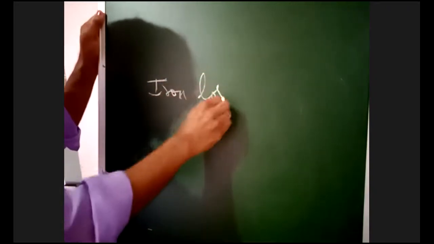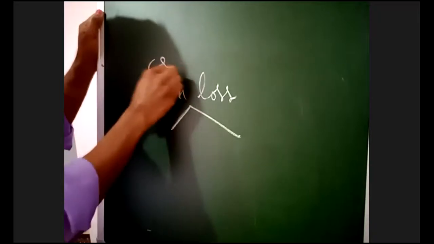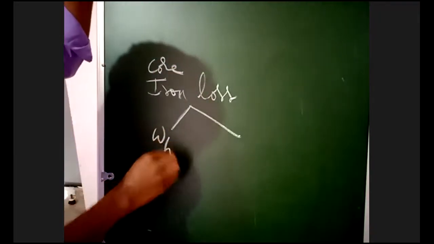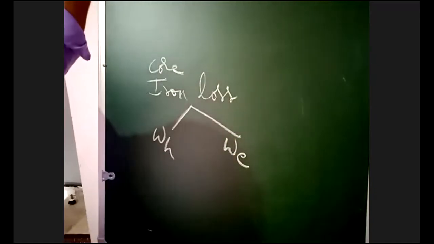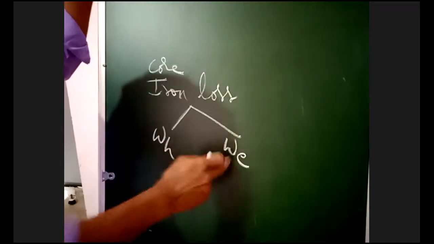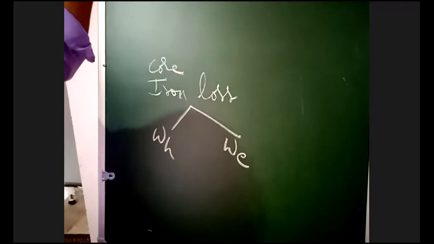First, I will discuss iron loss. Later, we will go for copper loss. Iron loss or core loss is of two types: one is hysteresis loss and the other is eddy current loss.